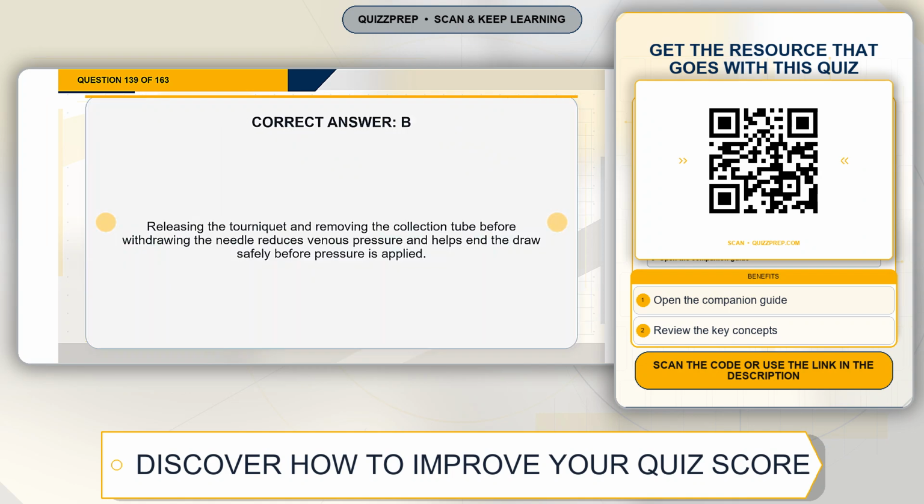Explanation. Releasing the tourniquet and removing the collection tube before withdrawing the needle reduces venous pressure and helps end the draw safely before pressure is applied.